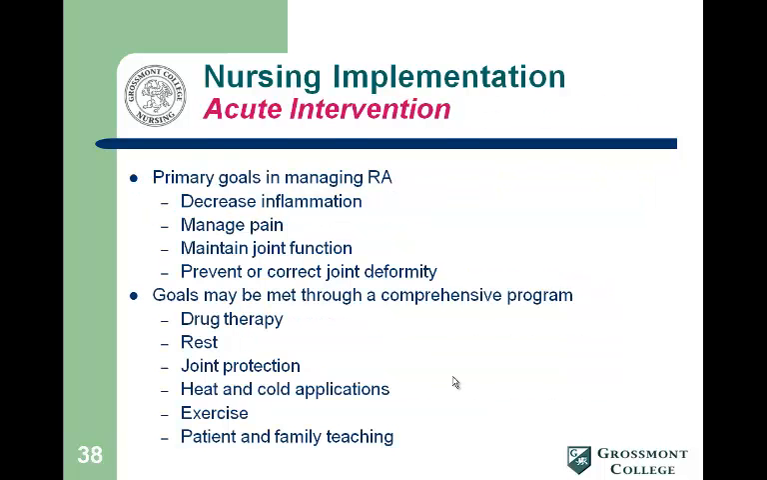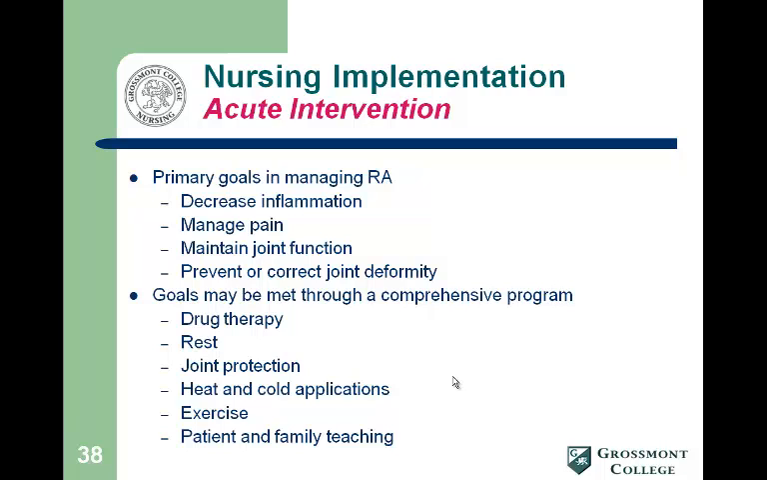So what do we do? Our primary goals are going to be to decrease the inflammation and pain, help them preserve their joint function, and prevent or correct any joint deformity. And that's probably going to be kind of difficult because it's probably already happening, and that's probably what's bringing them in, unless it's detected very, very early. And then we're going to talk about the drugs in a minute.